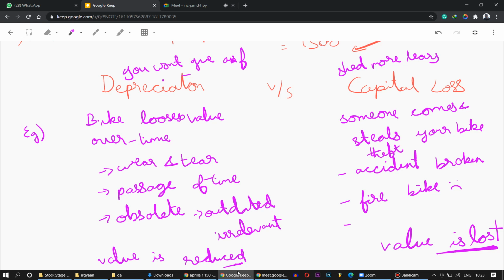If you sell it, then it becomes a capital loss because value is lost directly. But in this economics, forget about selling. Do not think about second hand. It never comes. Second hand will never come. Now don't try to connect this with accountancy, then you will have more questions and more questions. So this is depreciation, this is capital loss.